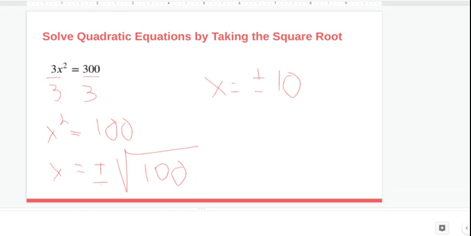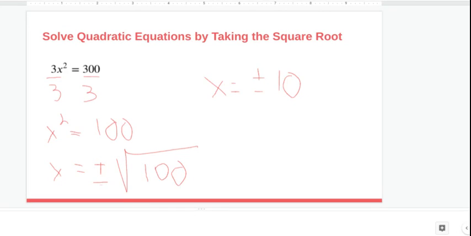You could always substitute that back into the original equation. 10 times 10 is 100, times 3 is 300, and negative 10 times negative 10 also is 100, times 3 is 300. The second to last example that we're going to try is a little bit more work to isolate the squared term.